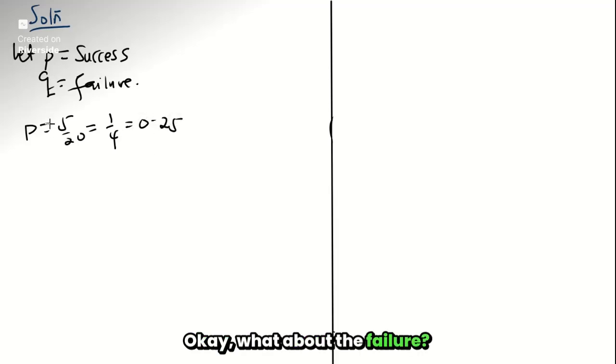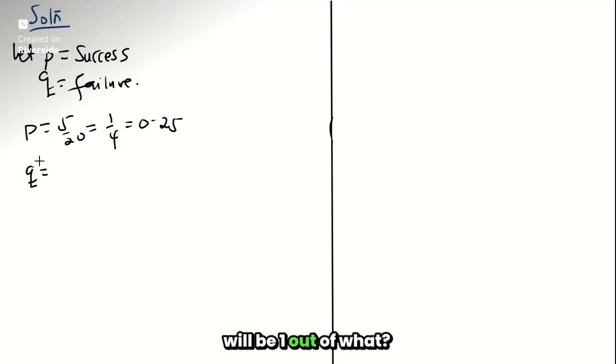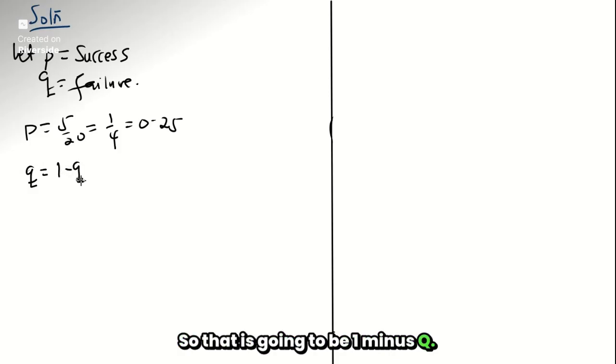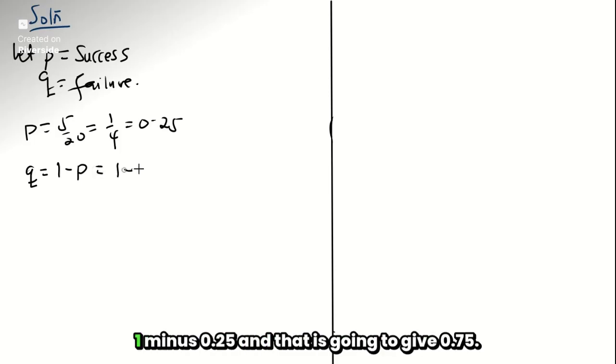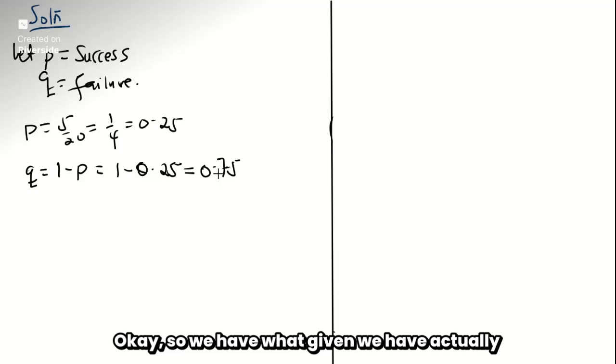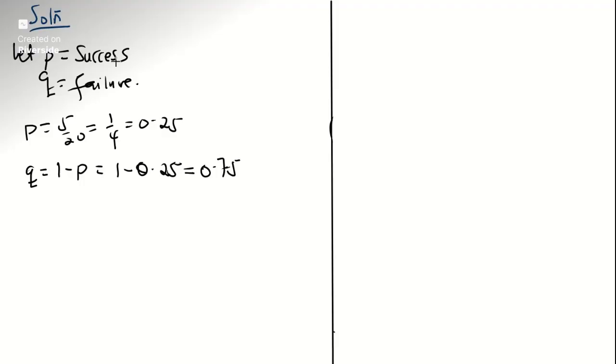Okay, what about the failure? For the failure, which is my Q, it will be 1 minus P, the success, that gives me the failure. This is the same as 1 minus 0.25, and that is going to give me 0.75. So we have actually found the probability of failure.